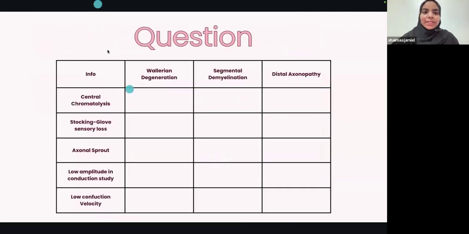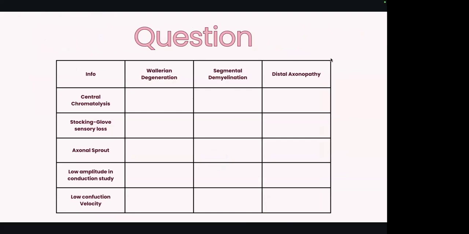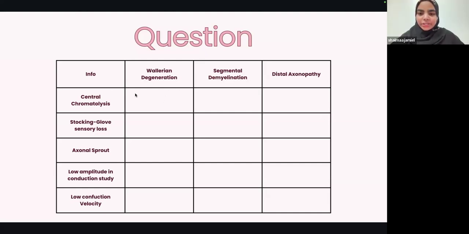Okay, let's see here. Just tell me with yes or no. Does Wallerian degeneration have central chromatolysis? Okay, so does Wallerian degeneration have central chromatolysis? Yes. Segmental demyelination? No. Distal axonopathy? Yes.